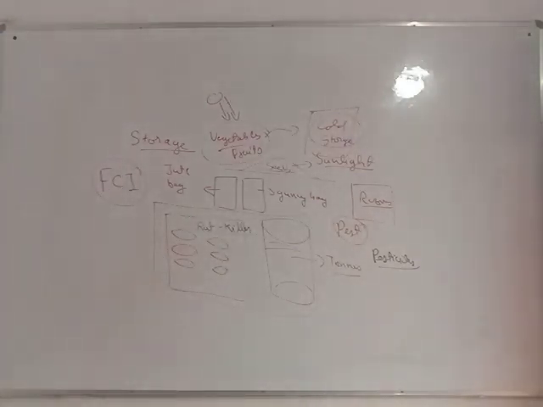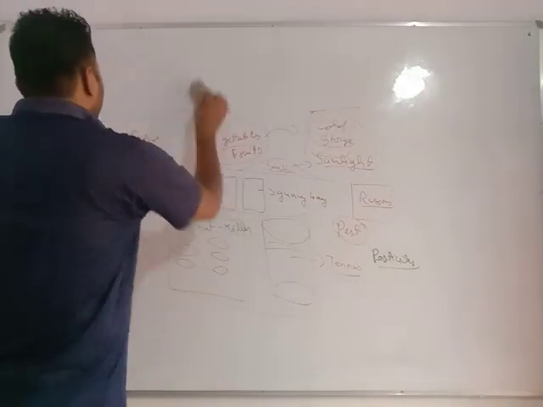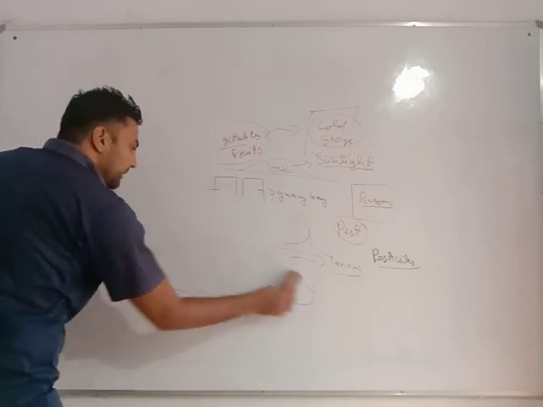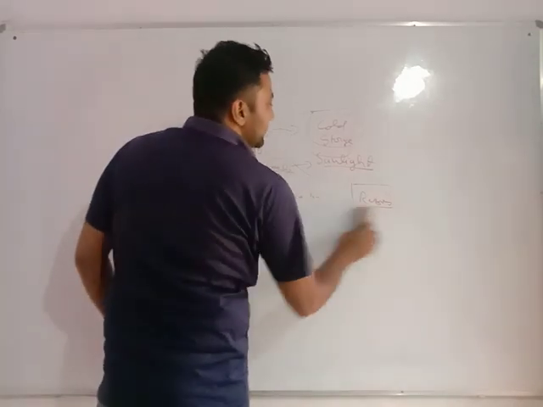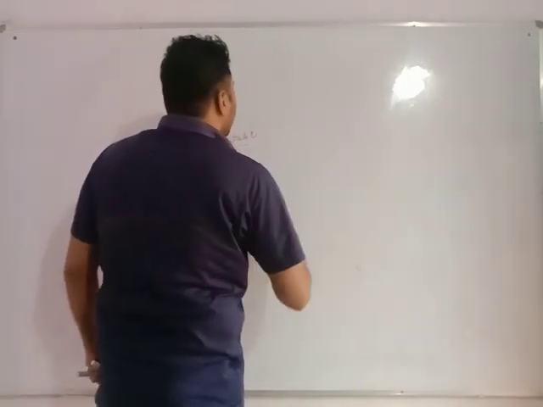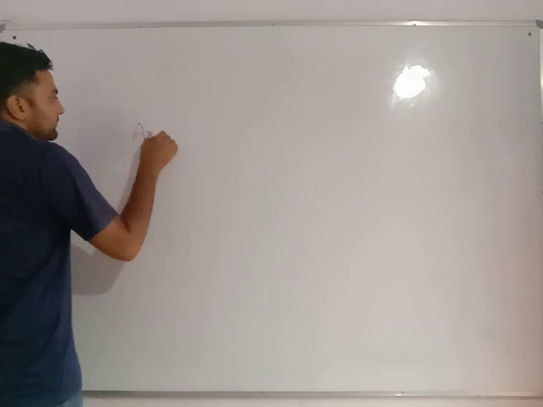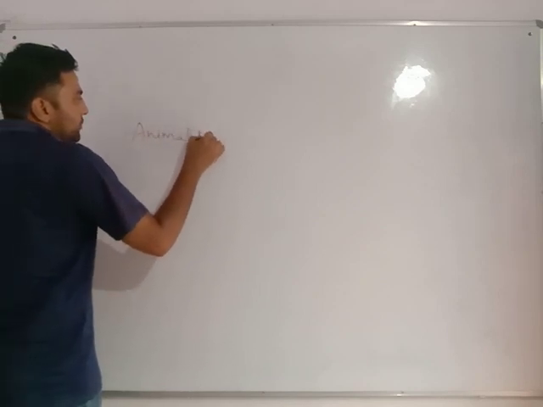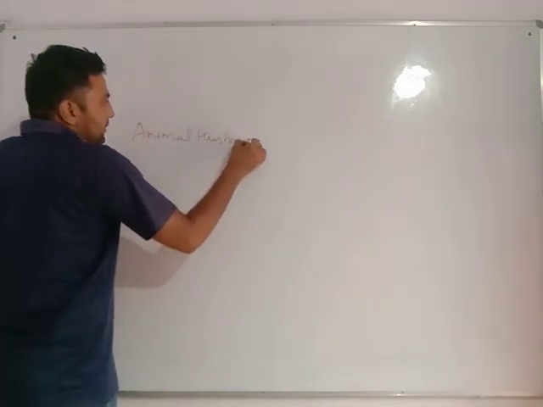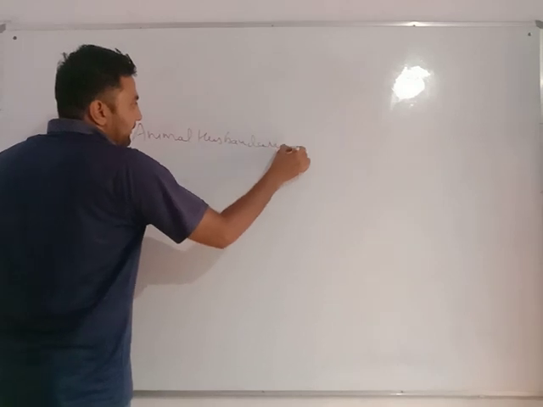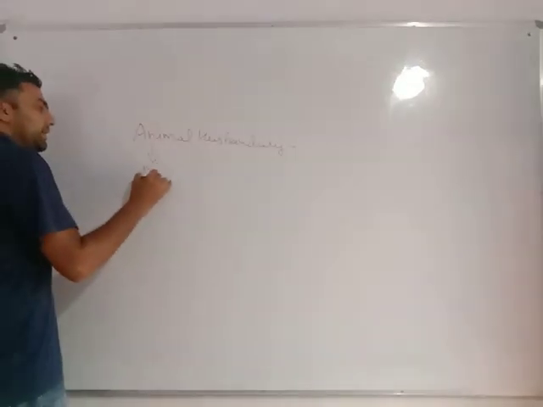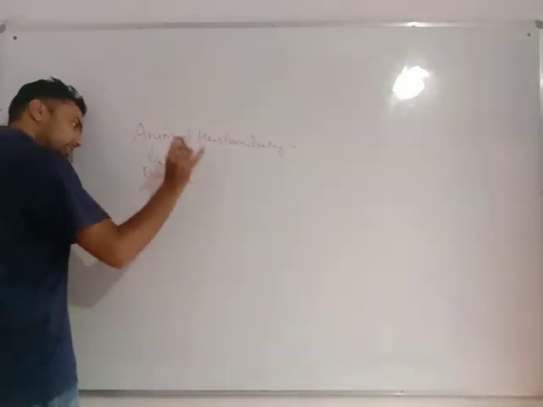See, my dear students, this was the whole process for getting a good crop. Now, a very important thing is that it doesn't mean we get food only from plants. We also get food from animals. So, animal husbandry. What is animal husbandry? It is a branch of agriculture only.